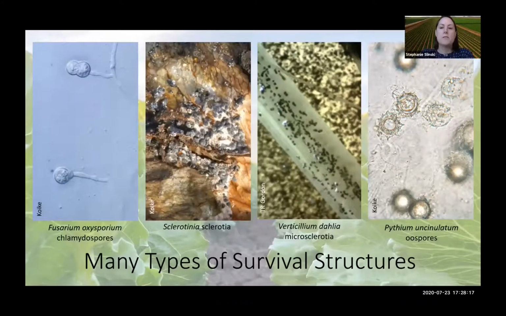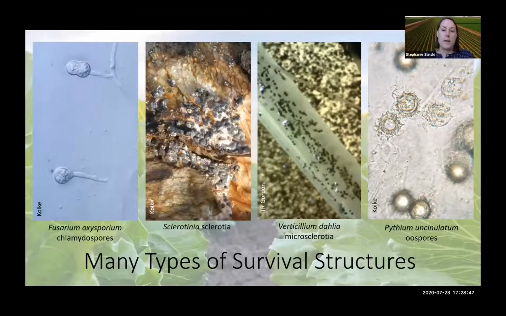These pathogens also produce different survival structures. These are durable structures that can protect against desiccation, UV, and other environmental stresses. Some examples are the chlamydospores of Fusarium, sclerotia of Verticillium and Sclerotinia, and oospores of Pythium. These pathogens can survive using these survival structures for years in the soil.